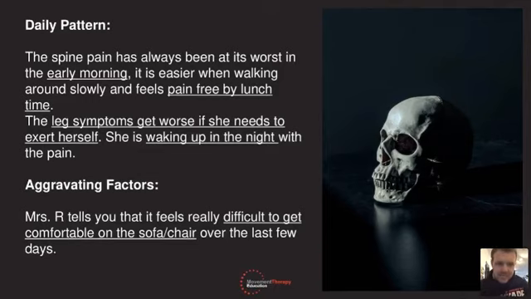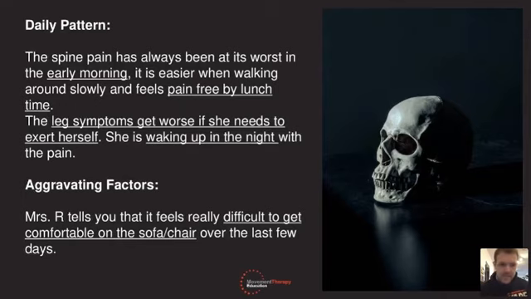Leg symptoms get worse if she needs to exert herself. Okay, so again, we've talked about this a couple of times on the previous case histories. When you exert yourself, your muscles need a supply of oxygen. If they're not getting the oxygen, then those muscles will start to fatigue and they'll become sore. Okay, you'll get pain in the muscles, you just won't be able to use them.